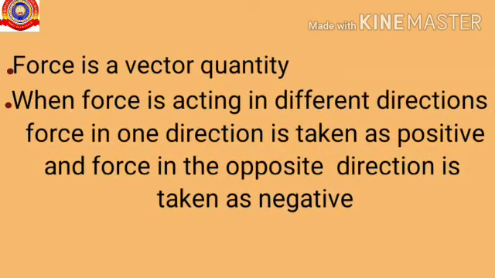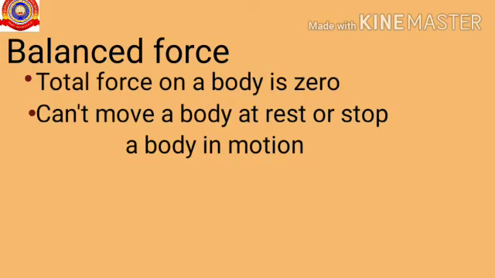So let's consolidate. Force is a vector quantity, that means force has both magnitude and direction. When forces are acting in different directions, the force in one direction is taken as positive and the force in the opposite direction is taken as negative. That's the way we find the total resultant force. Then the third point, balanced force. The total force on a body is 0. In balanced force, the total force acting on a body is 0 and it can't move a body at rest or stop a body in motion, that means it doesn't change the motion.